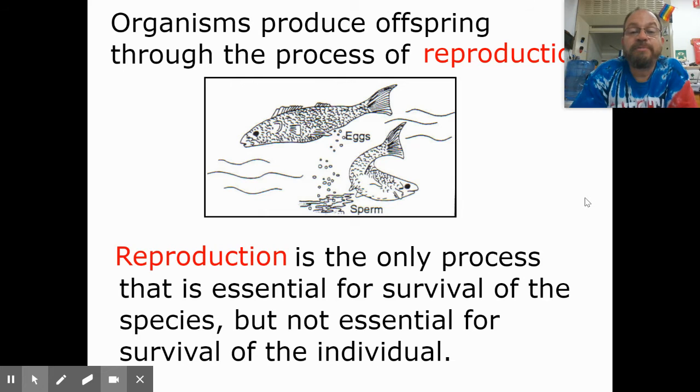Keep in mind that reproduction is the only process that is essential for survival of the species, but not for the individual itself. What that means is I don't have to have children in order to survive. But humans as a species need to have children in order to continue the species. So individual organisms don't necessarily have to reproduce in order for them to survive. But as a whole, for the species to survive, there has to be reproduction within the species.